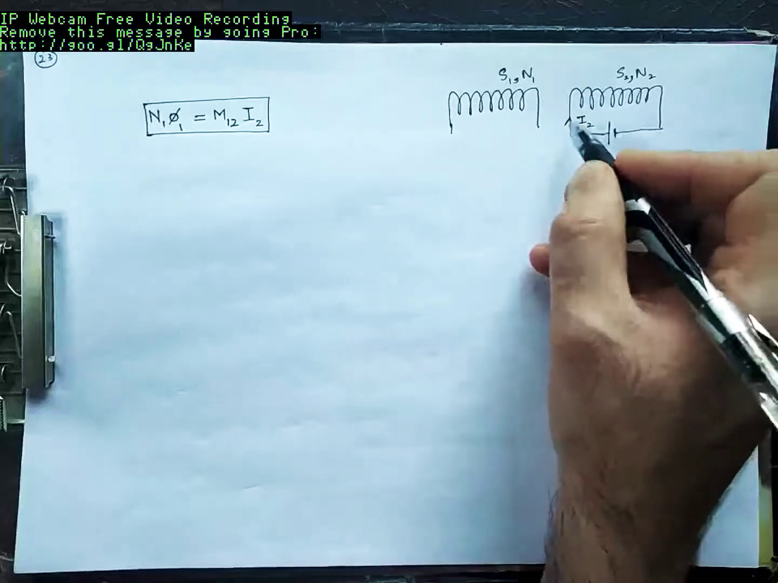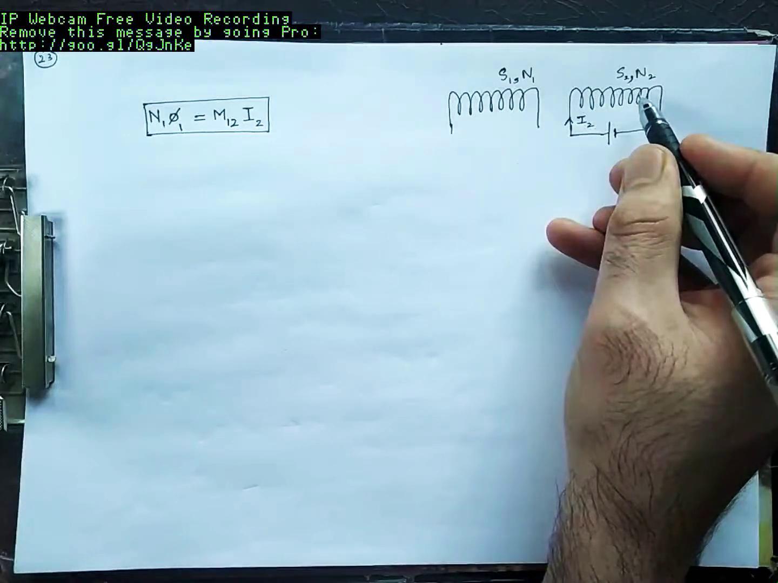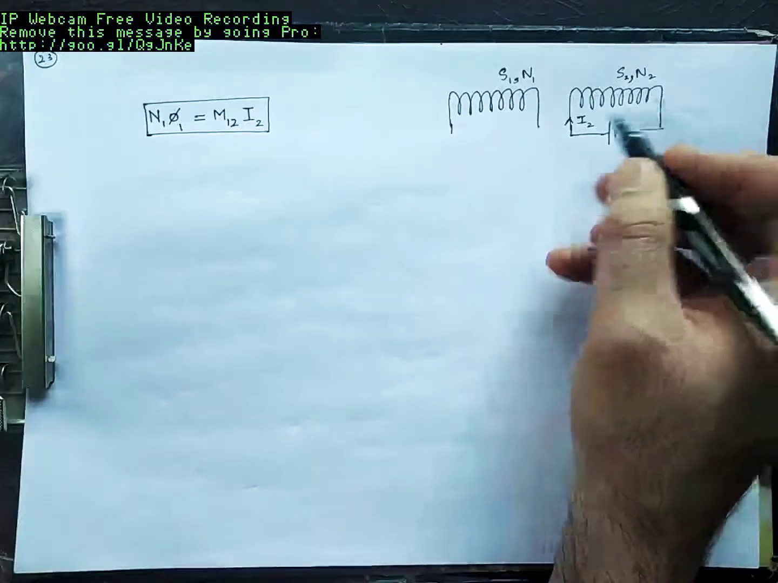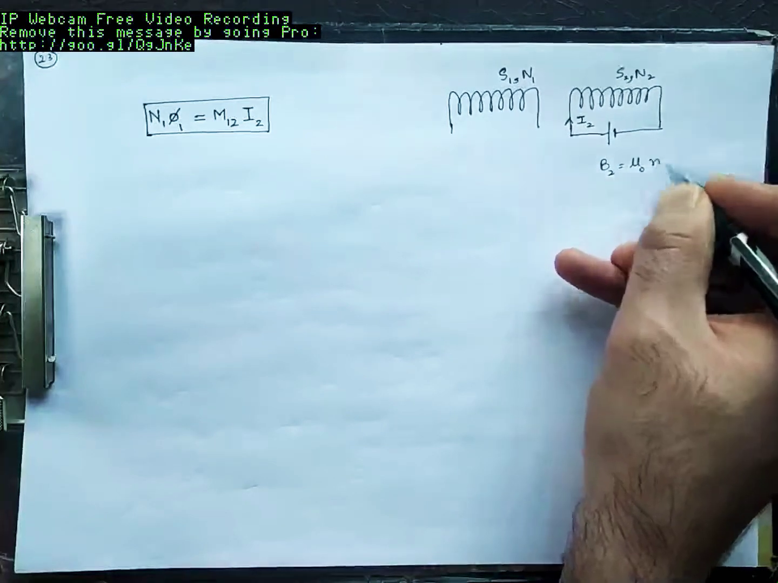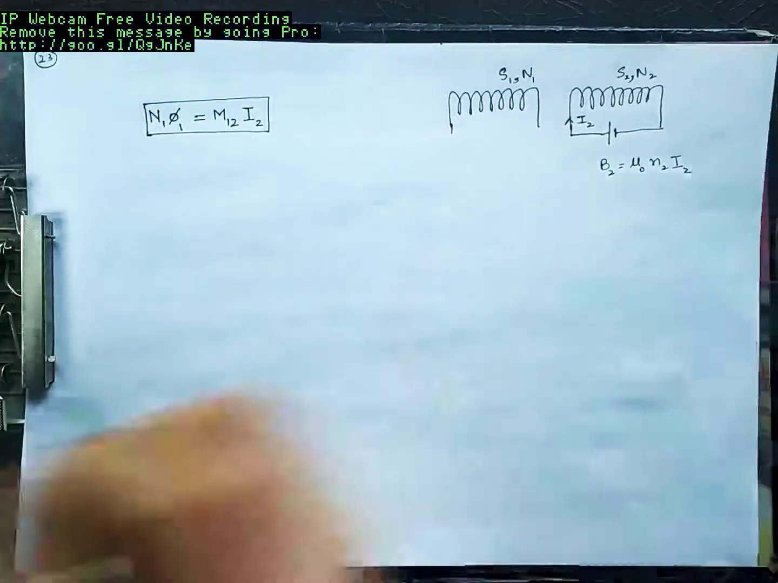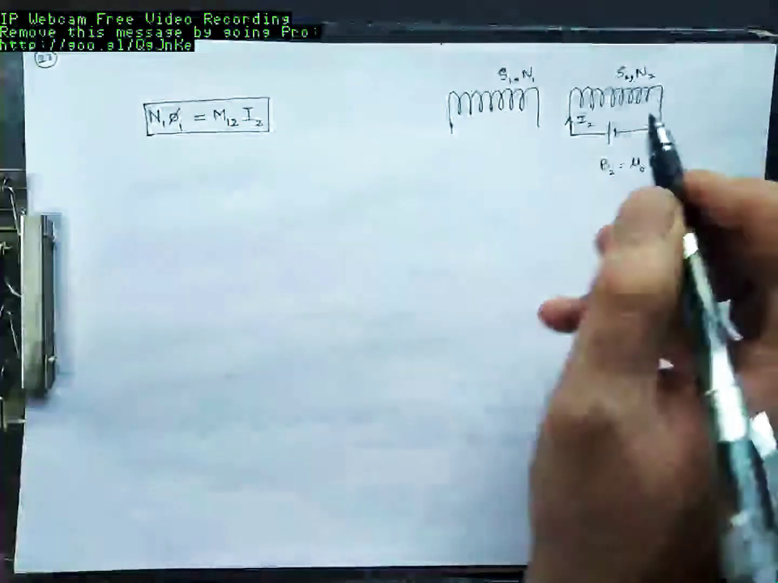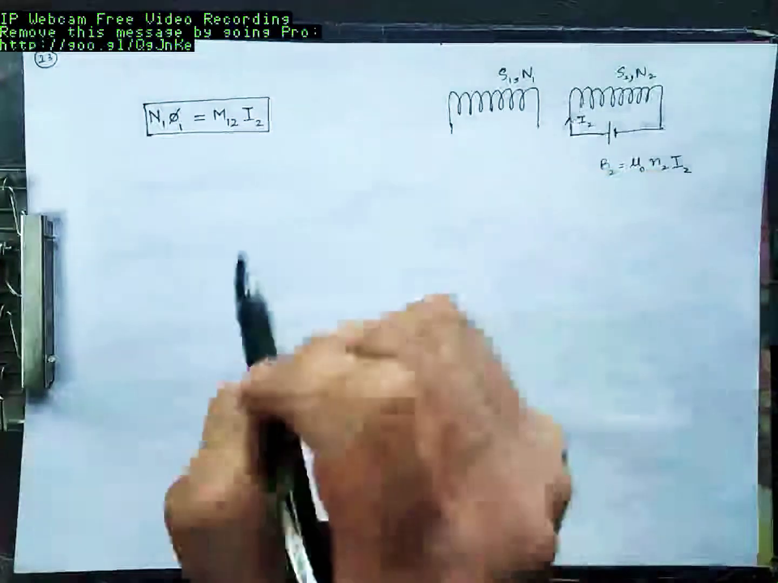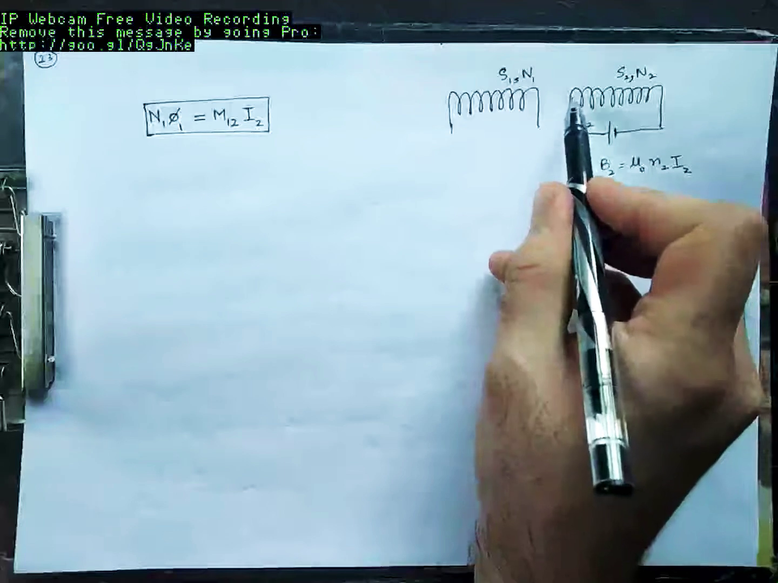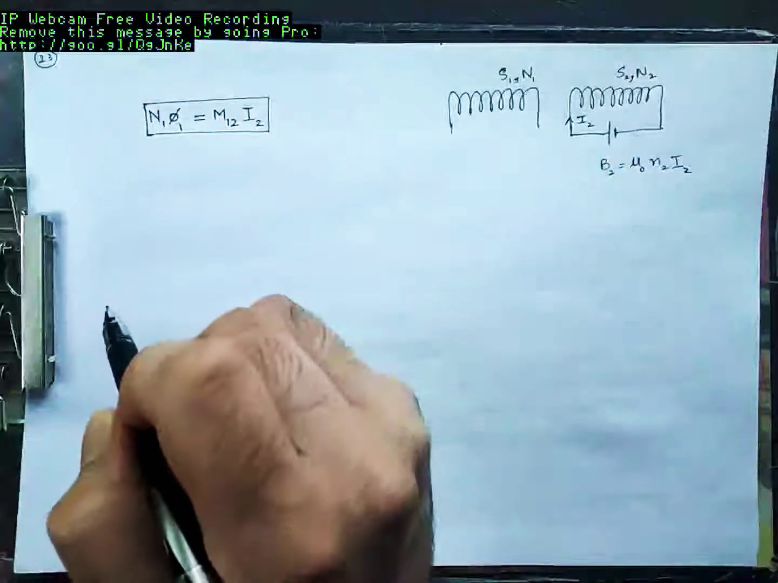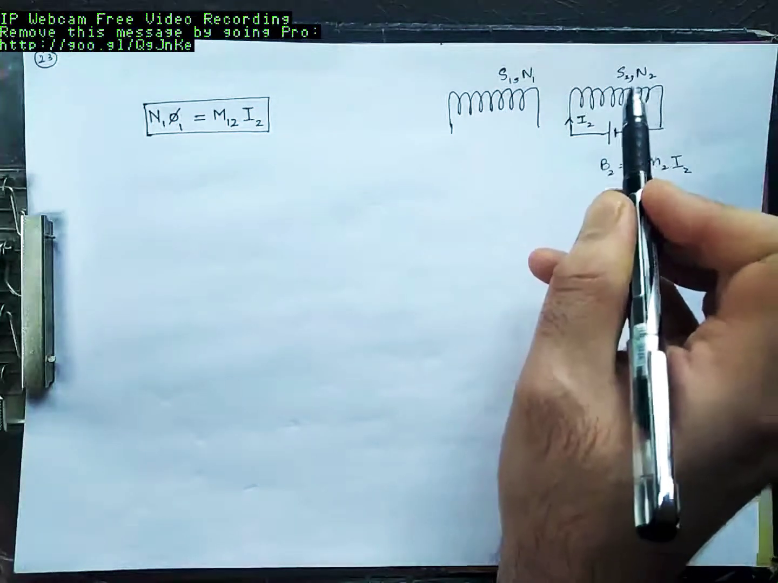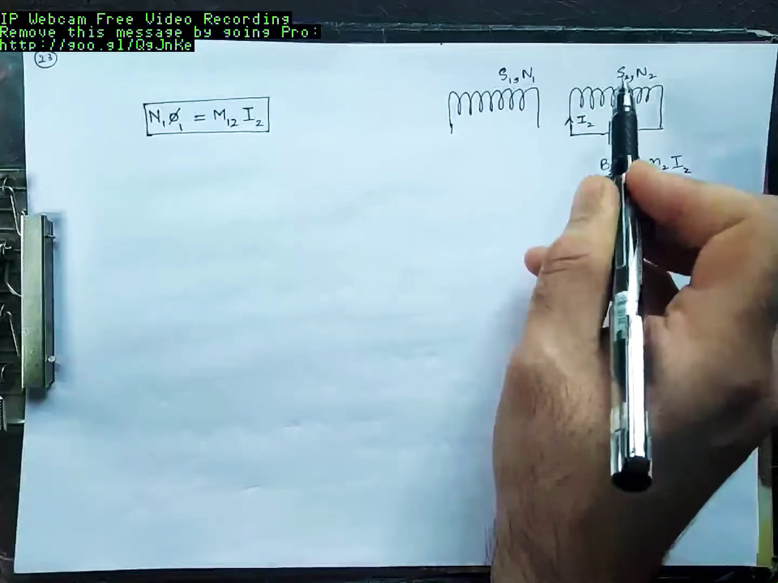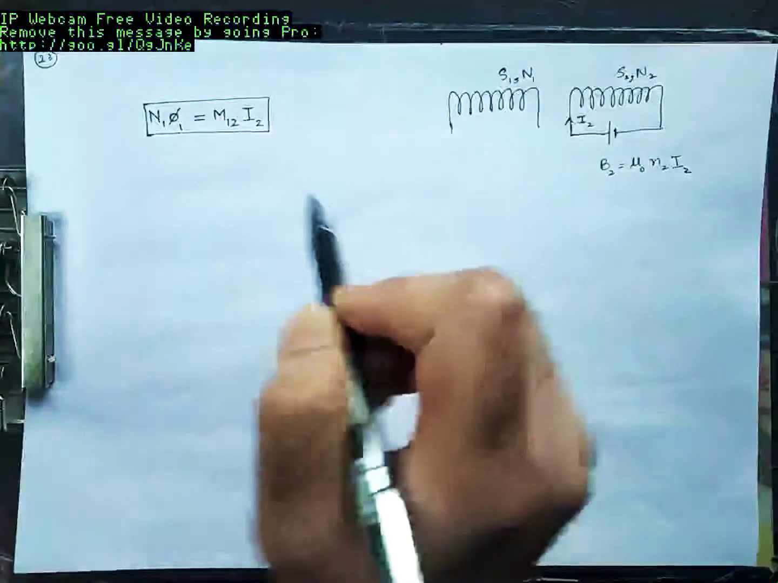Because of this current I2, this solenoid produces a magnetic field B2, where you know that B2 is equal to mu naught small n2 into I2, where small n2 is the number of turns per unit length, into the current I2 flowing through the solenoid. This is the magnetic field produced by this. Now because of this magnetic field, this solenoid will produce a flux, and a part of that flux will link this coil as well. How much flux produced by solenoid S2 will link solenoid S1, that is N1 phi 1.